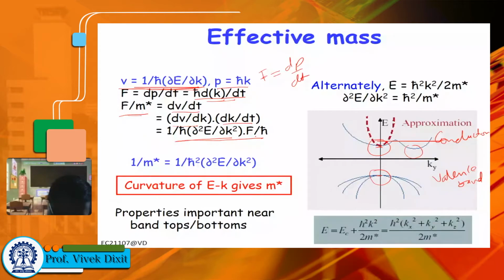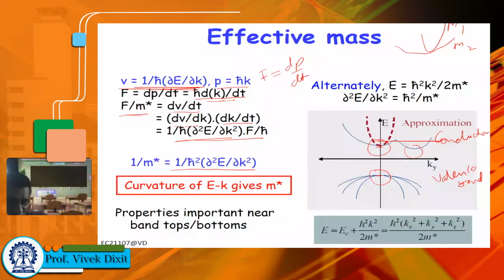So when we compare it, we get 1 by m is equal to 1 by h bar square d2E by dk square. Now what is d2E by dk square? It is a curvature. So that means if you have a parabola like this, its mass is, let's say, m1. If you have a parabola like this, its mass is m2. So which is greater, m1 or m2?